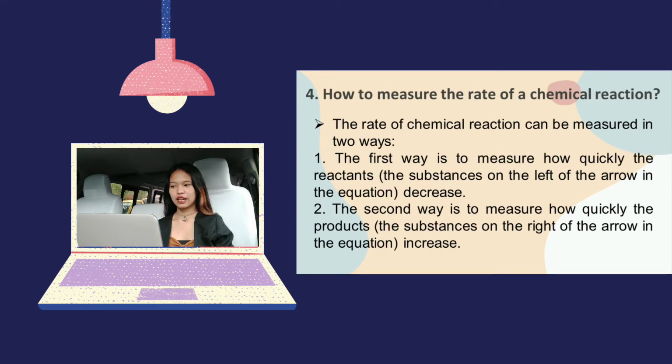Question number 4. How to measure the rate of a chemical reaction? The rate of a chemical reaction can be measured in 2 ways. The first way is to measure how quickly the reactants decrease, and the second way is to measure how quickly the products increase.